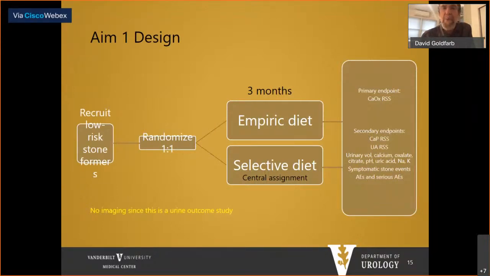It's something like the Borghi and DASH diets: more fruits and vegetables, less animal protein, less oxalate, less sodium, versus a selective diet, a diet that's simply based on a 24-hour urine collection. Here's what's wrong with your urine. Here's what we're going to do about it. We're going to give you a diet specifically based on the abnormalities that you have in your collection. Next slide.